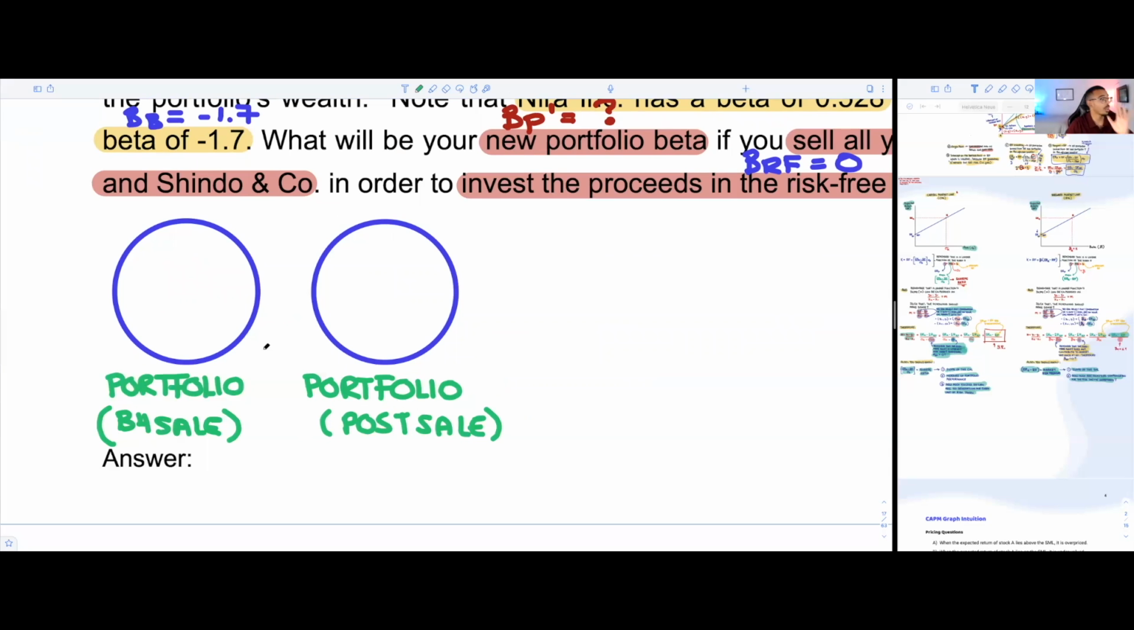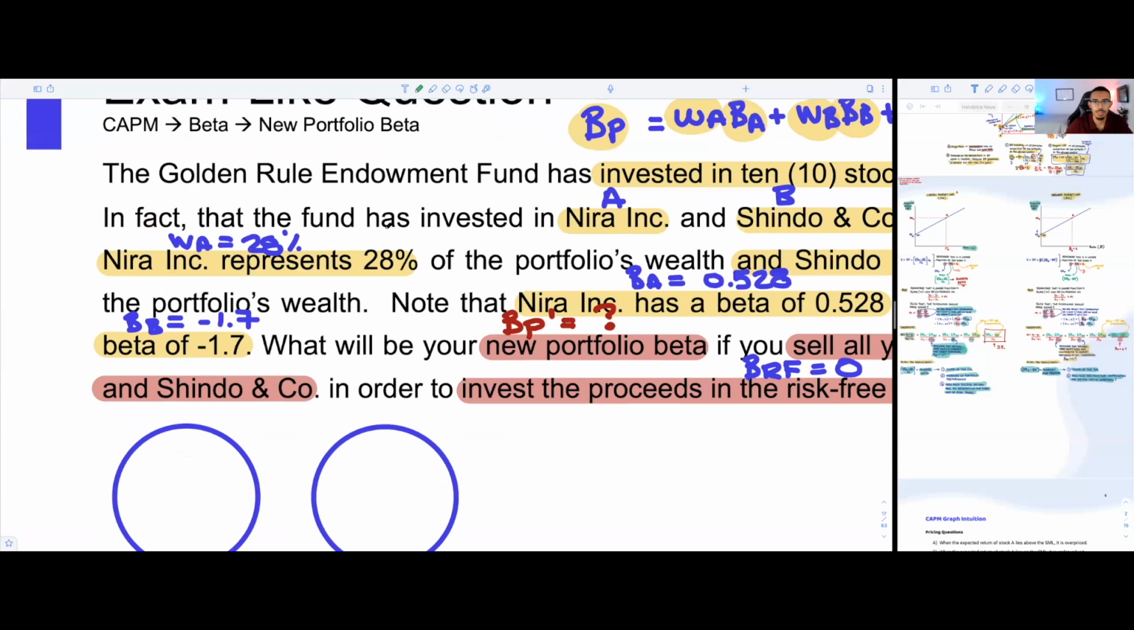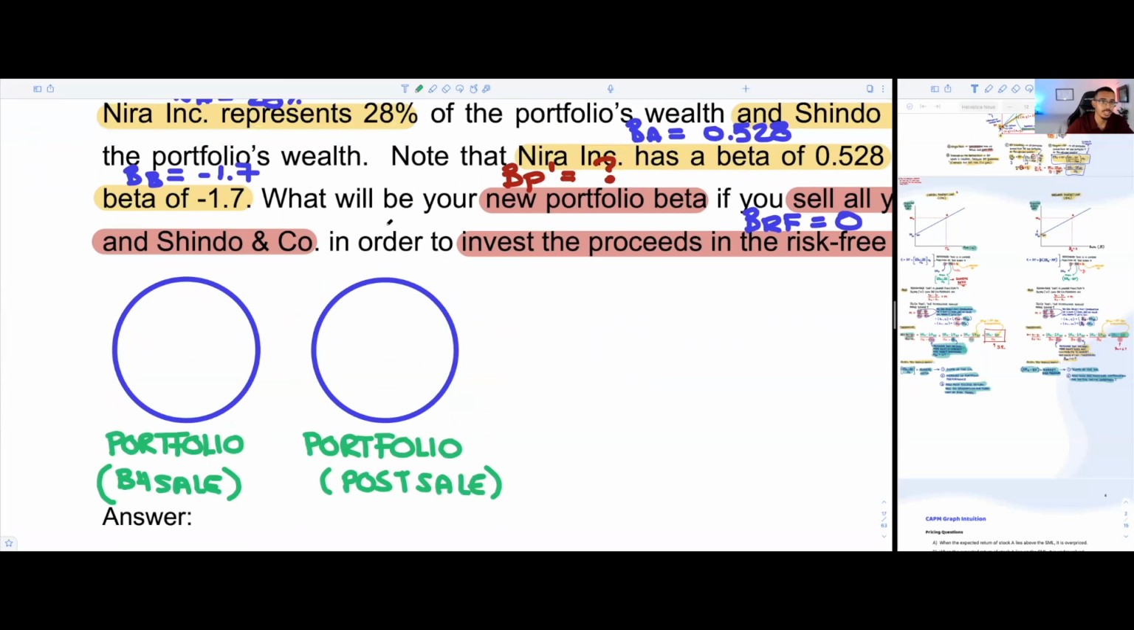Now, what's awesome is that we can actually make sense of this. We know, if I'm not mistaken, that 28% is invested in Nero Inc. So it should be at the very least something like this. 28% is invested in Nero Inc., and we can highlight it like that. Okay, that's 28%.